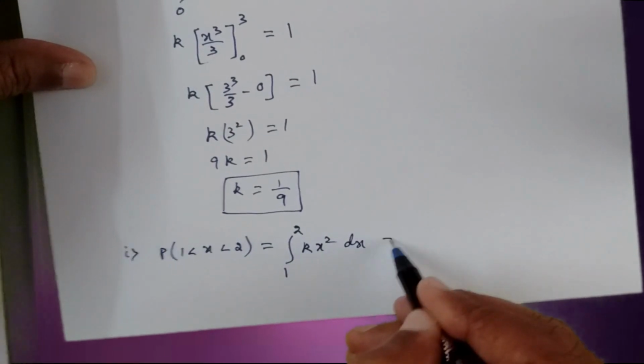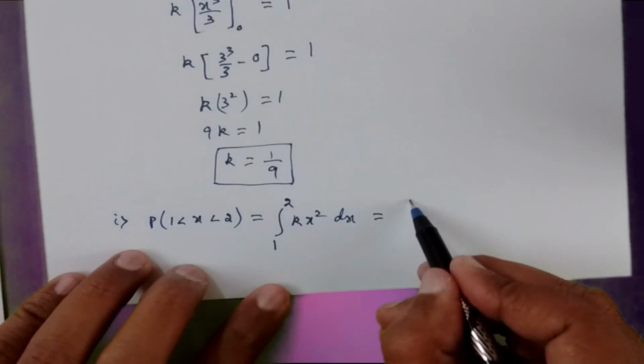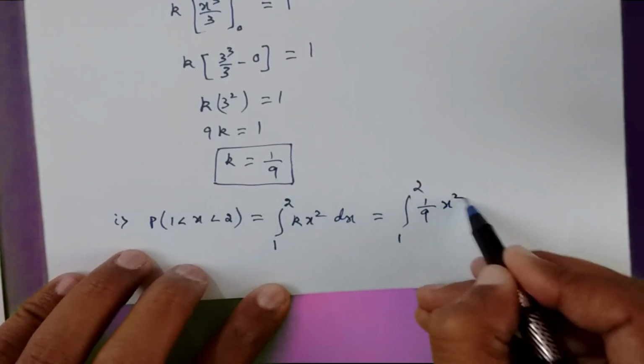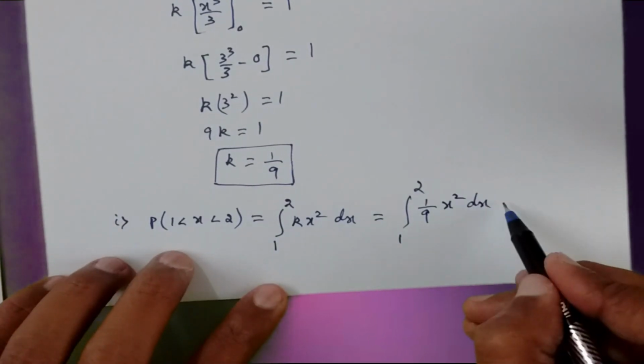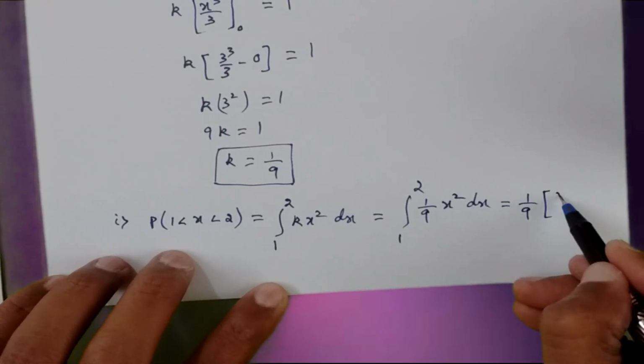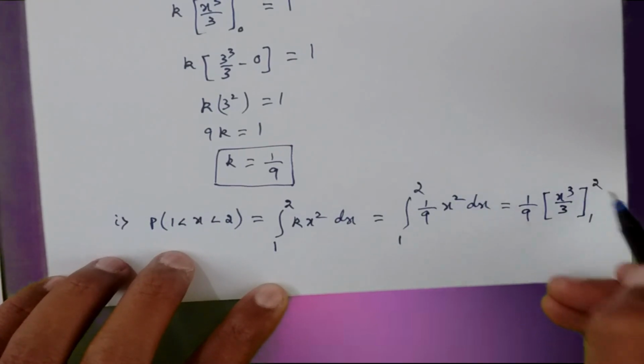into dx. But what is the value of k? The value of k is 1 by 9. So just you can write integral 1 to 2, 1 by 9 x square into dx, which will be equal to 1 by 9, the constant outside. Integral of x square will be x cube by 3. Limit values will be 1 to 2.